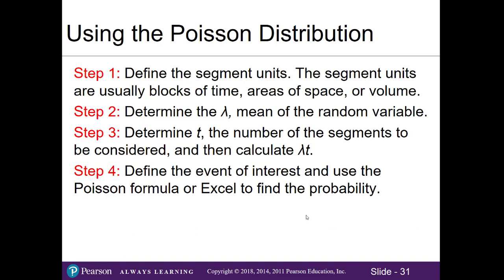Let's look at the steps to find our Poisson distribution. We first define the segment units. We want to make sure we understand in our story what we are working with. Is it time, space, or volume? In step 2, we'll find our lambda, which is the mean of the random variable. In step 3, we need to determine our t, which is how many segments we've identified in step 1. Then we calculate by taking lambda multiplied by t. In step 4, we want to make sure we understand the problem and define the event of interest that we're going to solve for, and then we can use the Poisson formula or Excel to find the probability.